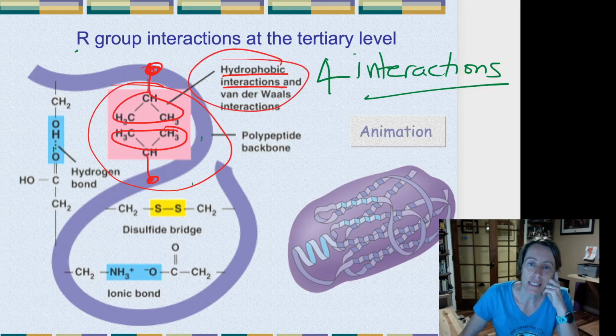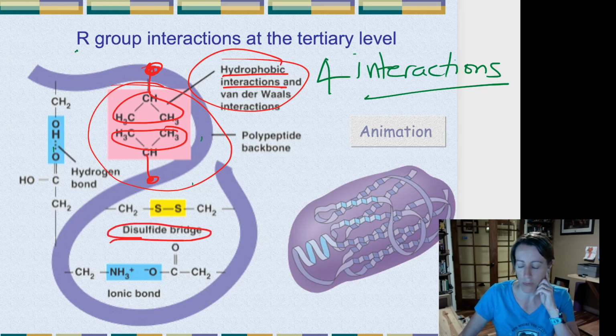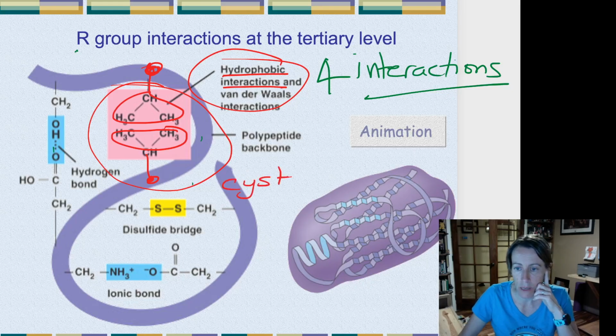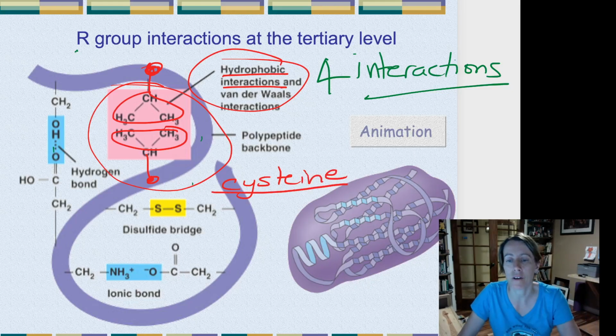And then the last type of interaction that you have between R groups is this thing here called a disulfide bridge. And this is a kind of unique one. There is one amino acid that has a sulfhydryl R group, and it's called cysteine. Oops, sorry, it's not an S. It's cysteine. This is a special amino acid, not special, it's one of the 20, but it's the only one that has an R group that looks like this with a sulfhydryl group.